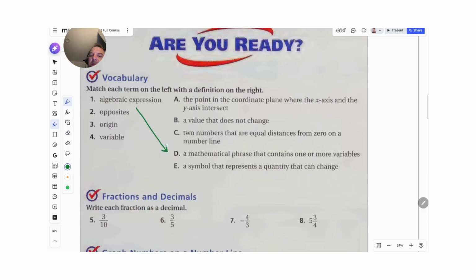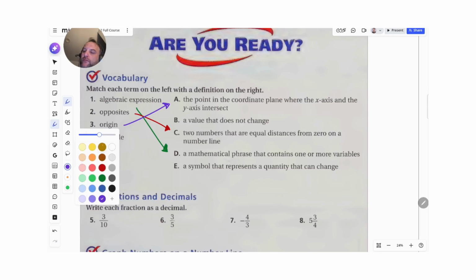Algebraic expression is a mathematical phrase that contains one or more variables. Opposites are two numbers that are equal distances from 0 on a number line. Origin is the point in the coordinate plane where the x-axis and the y-axis intersect. And a variable is a symbol that represents a quantity that can change.